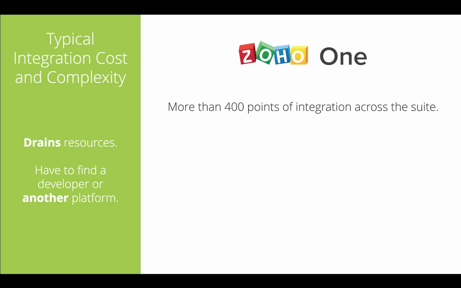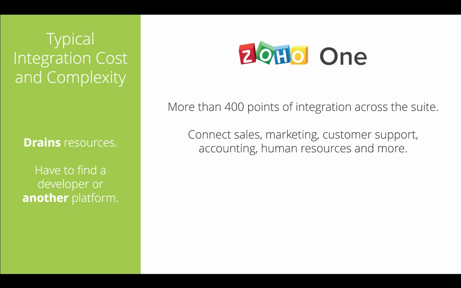Typical integration cost and complexity. So we know how expensive integration can be, and we want to alleviate that as much as possible, which is why we have more than 400 points of integration across the entire Zoho One Suite. They let you connect sales, marketing, customer support, accounting, human resources, and more. We're tying all this stuff together because realistically, that's how businesses run. These things should be tied together, and that data should be shared across these different apps, across these different areas of your business, so that you have a more bird's eye, eagle eye view of what's going on within your business.